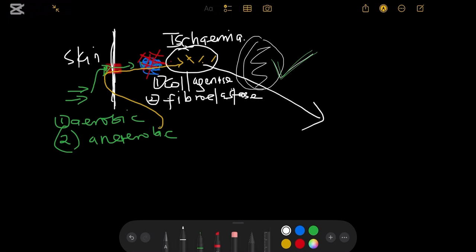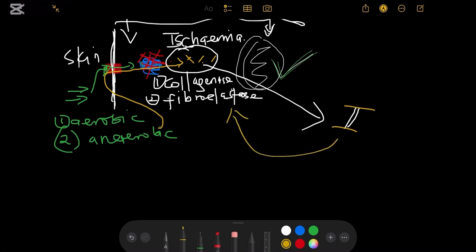When these anaerobic organisms come in, the blood vessels that supply this whole area are going to be cut off. So this anaerobic organism, which I'm going to be indicating by yellow, is going to cut off blood supply to the skin, to the connective tissues, to this area.